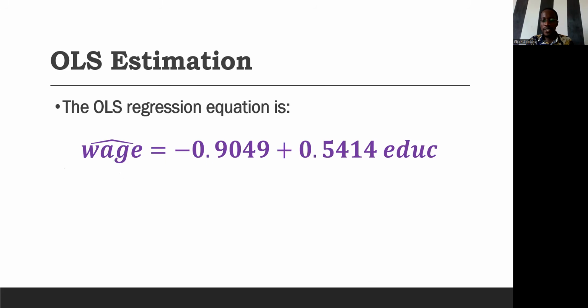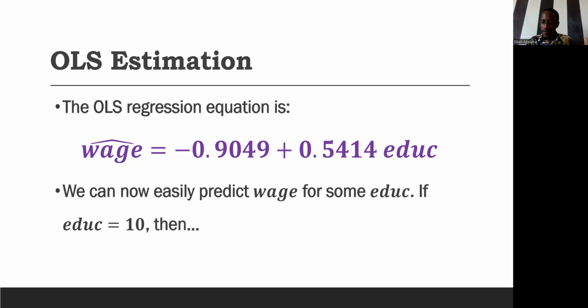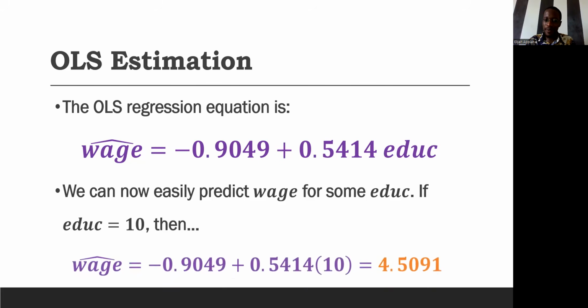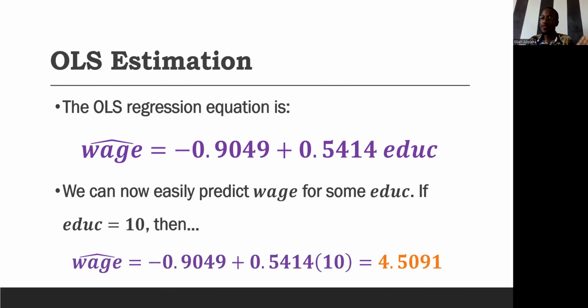So the OLS regression equation is what we have found. And so we can now use this model, this equation, to predict the average hourly earnings for some years of education. So if we assume that the years of education is 10, then we can substitute it into the regression equation and we get 4.5091, which means that the average hourly earnings is predicted to be $4.5 when a person has 10 years of education.